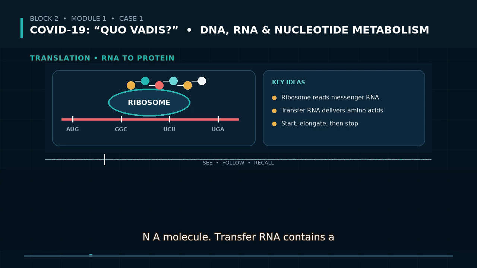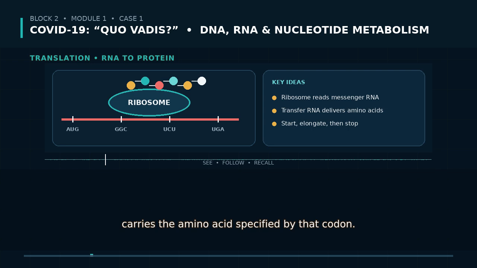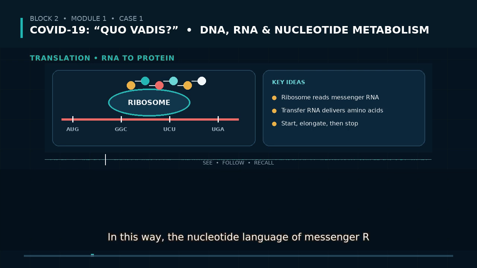Ribosomes are not specific for one particular protein. A ribosome can translate any messenger RNA that presents the proper signals. Specificity comes from the sequence of the messenger RNA, the transfer RNA molecules, and the genetic code, not from having a separate ribosome for every protein.